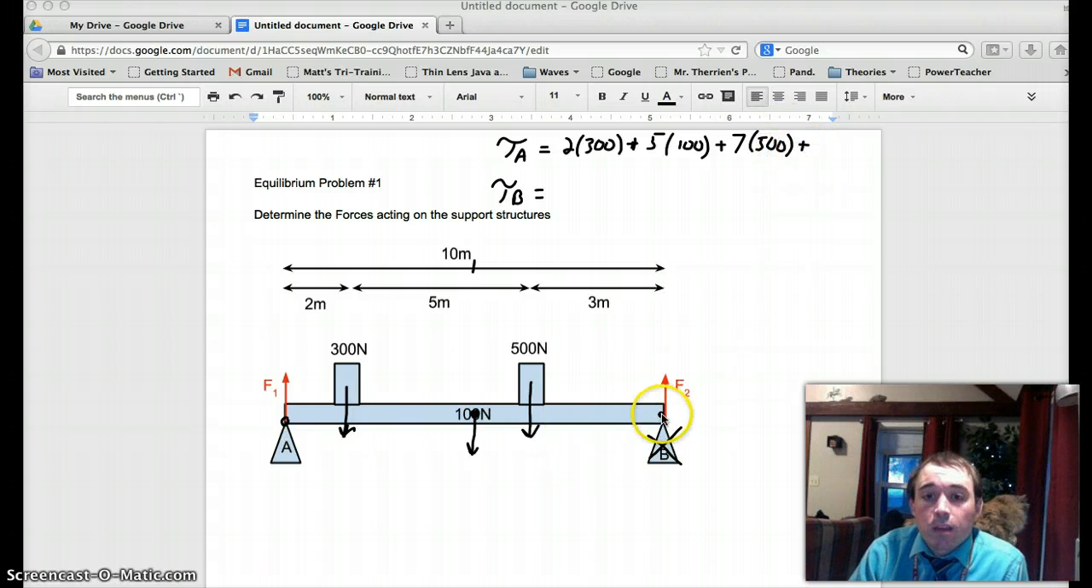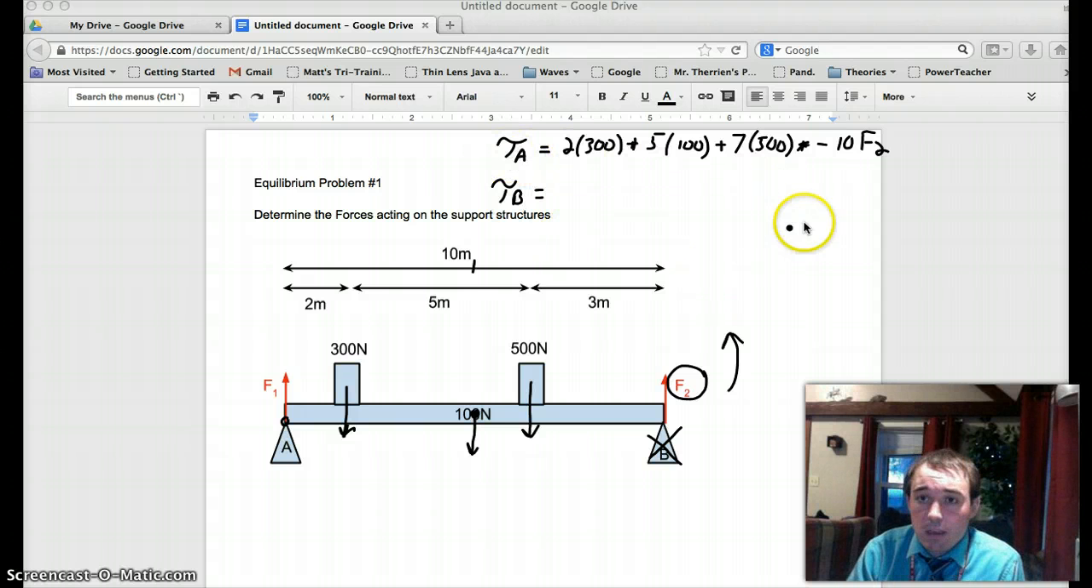Plus we do have a counterclockwise from F2. We don't know what it is, but we know it's 10 meters away, plus, but really this is going to become a minus, because F2 is making it go counterclockwise. So it's minus 10 times F2. So that's our torque around A.